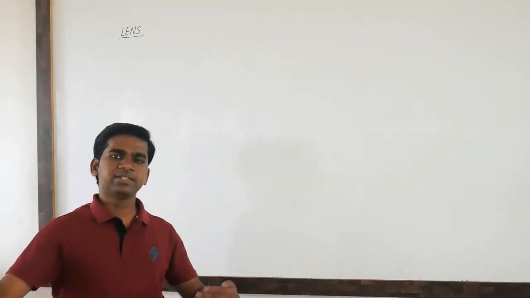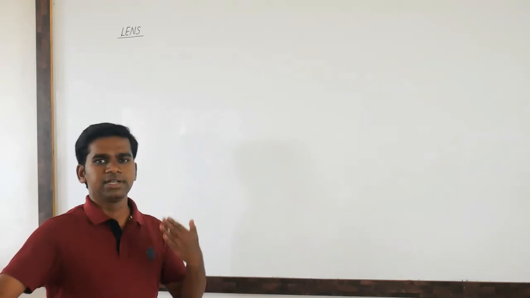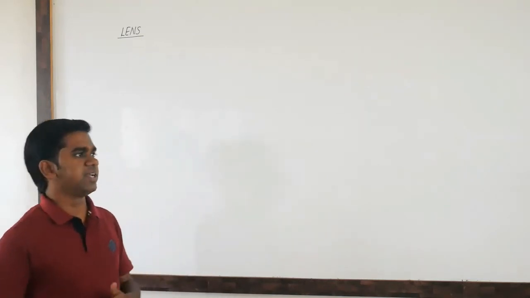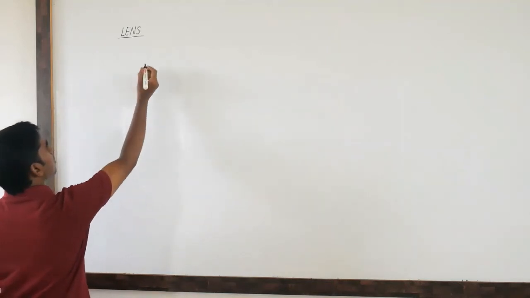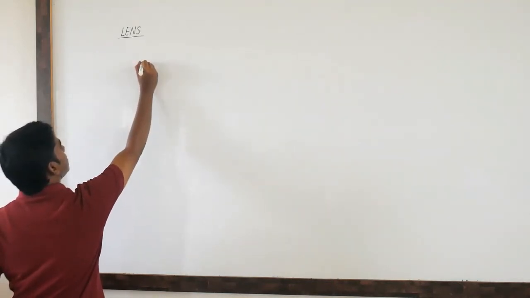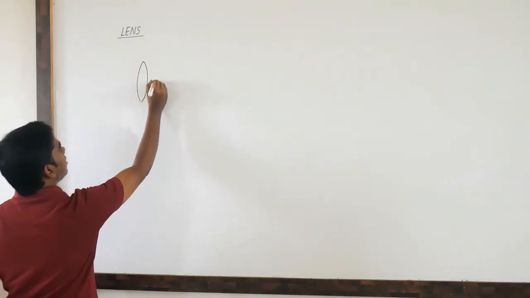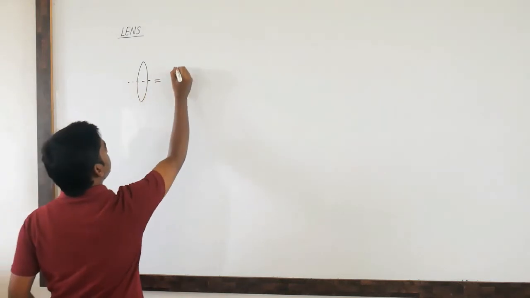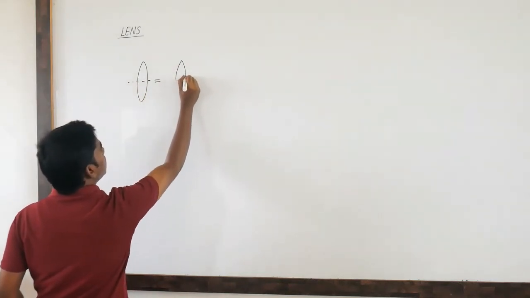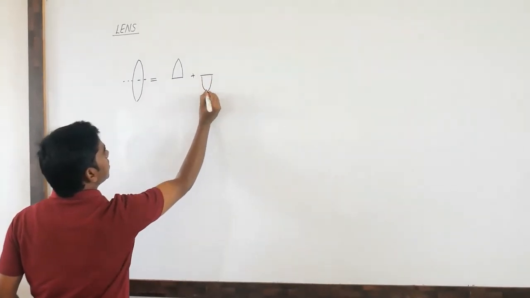Hi everyone. In the last class we discussed lenses, magnification, and the cutting of lenses, vertical and horizontal cutting. So let me continue the cutting of lenses. We have discussed the horizontal cutting of a lens. If we take a convex lens and cut it horizontally into two parts, you will get two separate lenses.